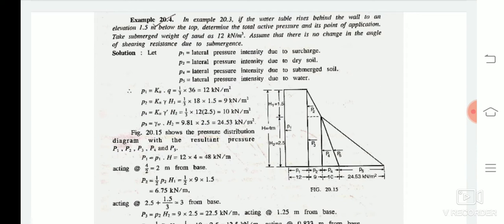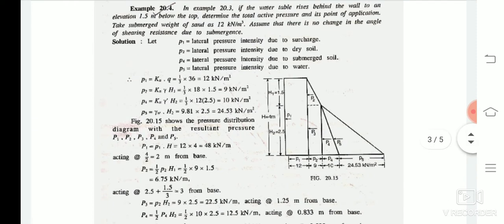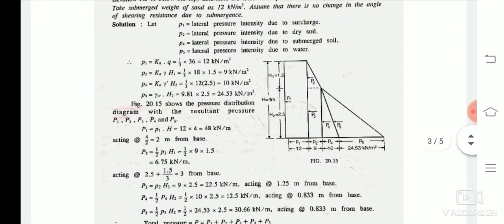The first part, or P1, will be the lateral pressure intensity due to the surcharge. It will be uniform. P2 will be the lateral pressure intensity due to the dry soil, that is the top soil. P4 will be the lateral pressure intensity due to the submerged soil, that is the soil submerged under water. And P5 will be the lateral pressure intensity due to the water. So these are the total pressure intensities acting on this problem.